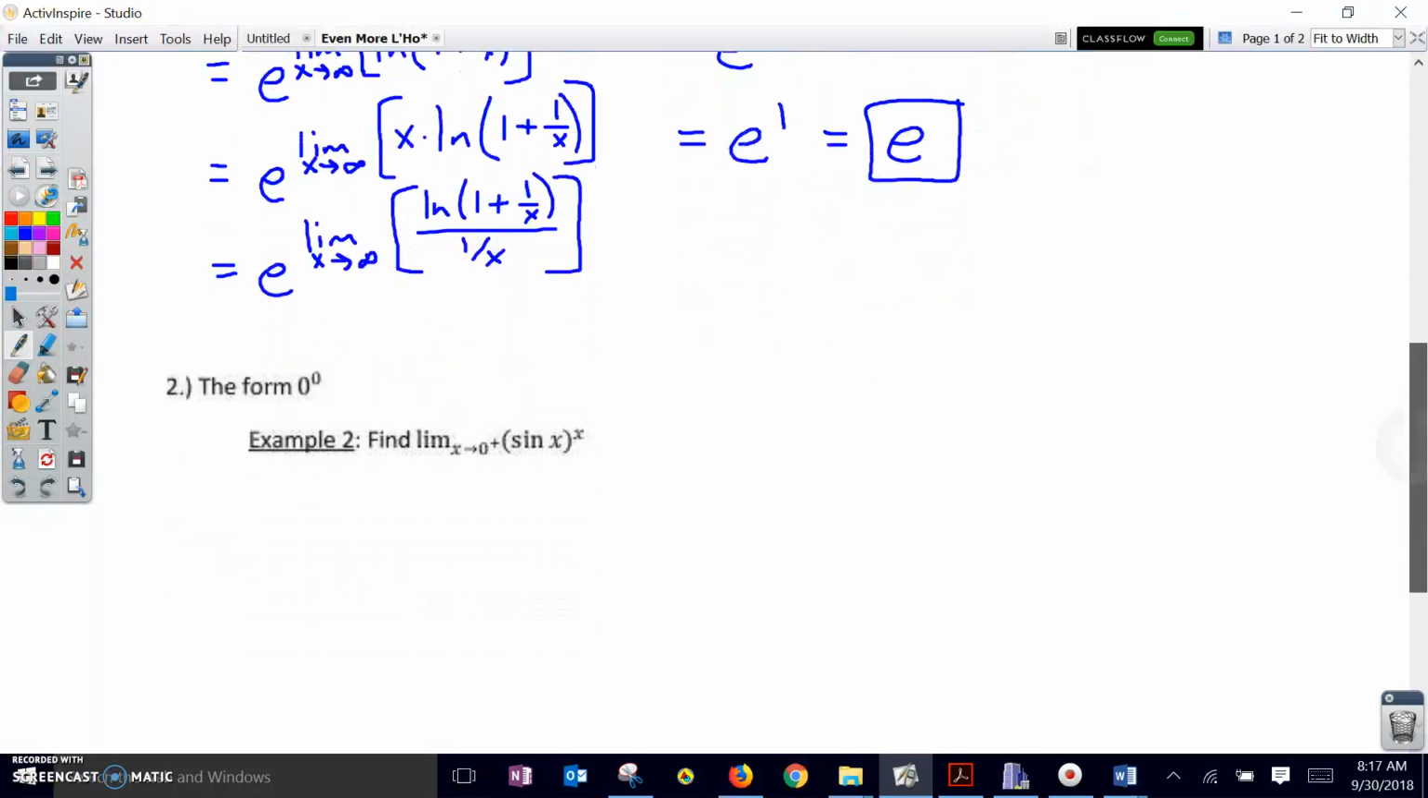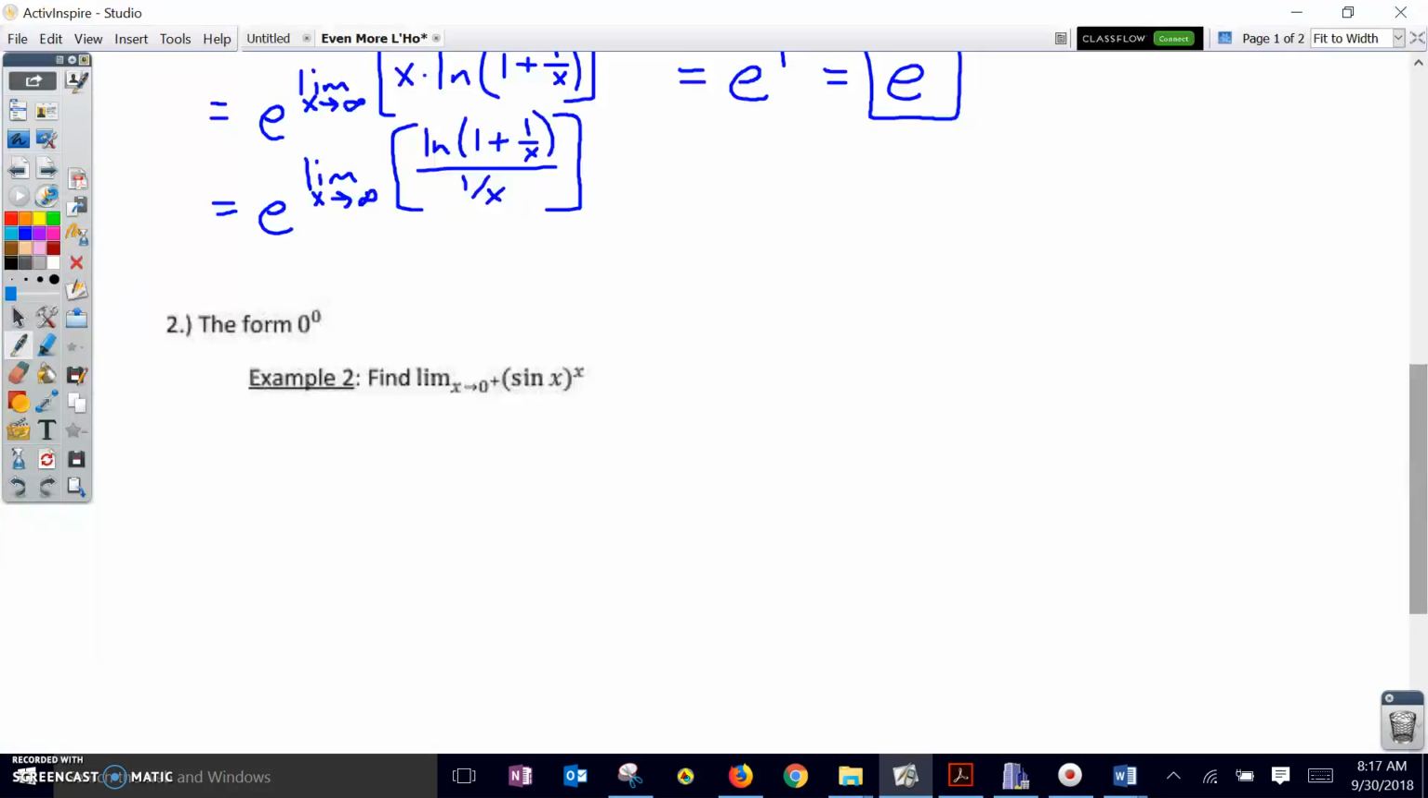Alright, next form 0 to the 0. And if you look at the limit that we're taking, we've got the limit as x approaches 0 from the right of the quantity sine of x raised to the x power. And that, again, is the form 0 to the 0. So we're going to do exactly what we did in the last one. We're going to take e to the natural log of this limit.